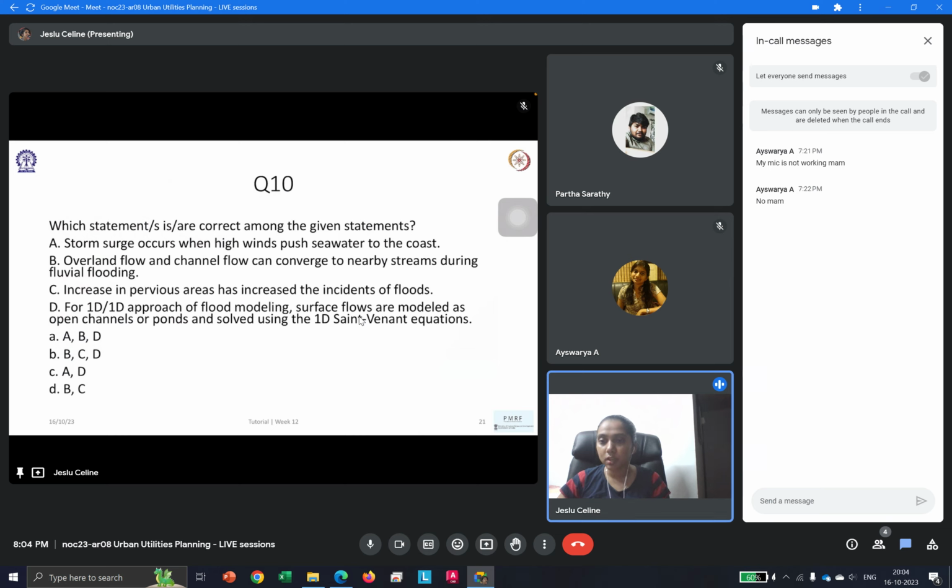A. Storm surge occurs when high wind pushes seawater to the coast. Is that correct? Yes, ma'am, it's correct. So we just discussed that before. That is the correct statement. Now, B. Overland flow and channel flow can converge to nearby streams during fluvial flooding. Is that correct?